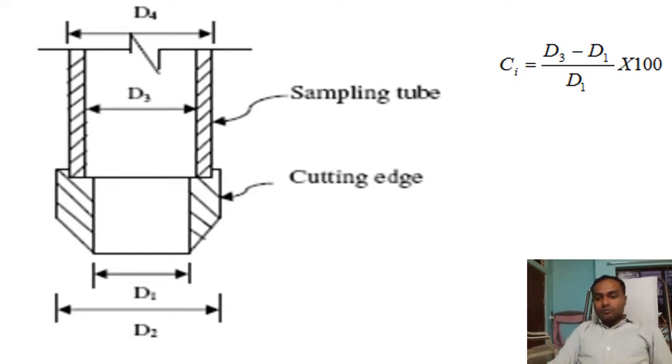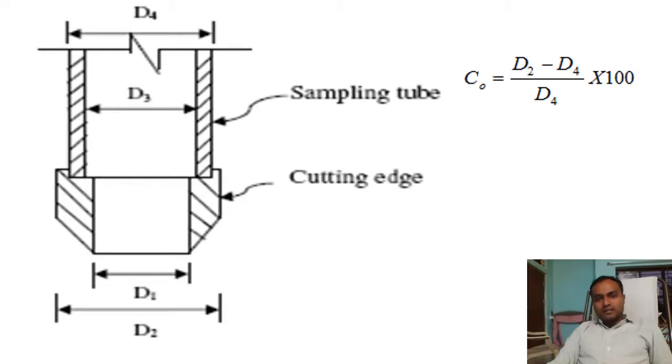Now there is the outside clearance. Why this outside clearance? You can see in the figure that there is also some clearance given outside. It is given to make the sampler go in deep without much friction. Therefore we need to give a little outside clearance. Sometimes the sampler is manufactured so that the outer surface is very smooth. If you make a very smooth outside surface, then outside clearance may not be required.